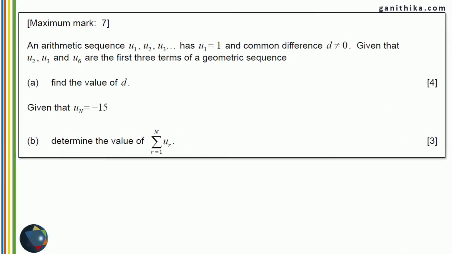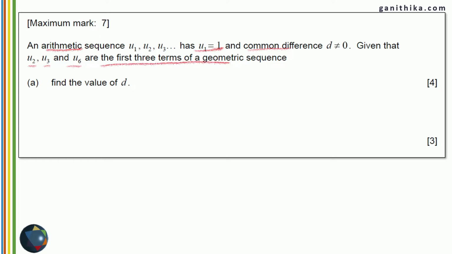Here is the next question for you. So let's first solve question A here. It's an arithmetic sequence u1, u2, u3 where u1 is 1 and the common difference is not given, but it is said that d is not equal to 0. So this is the information we have. Another piece of information is also given here: u2, u3 and u6 are the first 3 terms of a geometric sequence. So if I call the geometric sequence g1, g2, g3, etc., u2 is g1, u3 is g2 and u6 is g3.